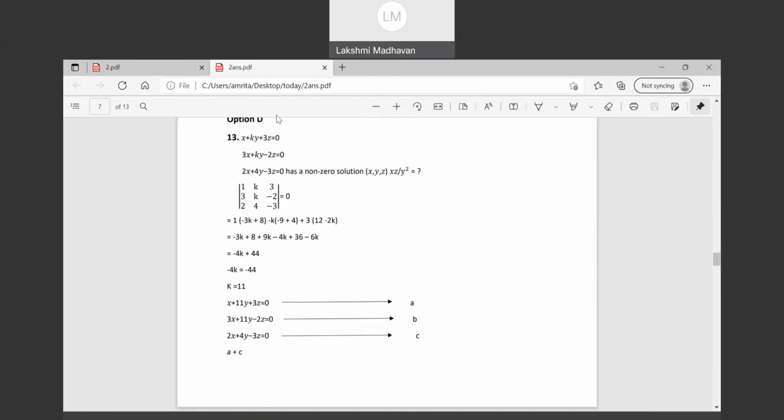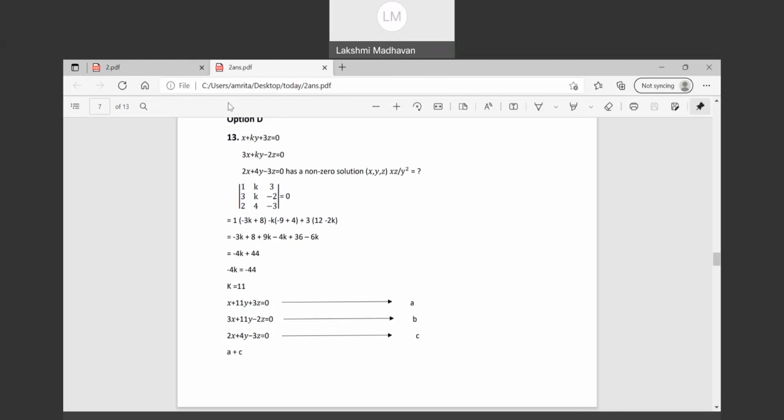So I have these 3 equations here, right? I'm just going to find the value of k here. So here the coefficients are 1, k and 3. Here it's 3, k and minus 2, and it's 2, 4 and minus 3. So we know the determinant is equal to 0. Just simply solve this the way we used to do, and you can identify the value of k. That's the first or the initial step.